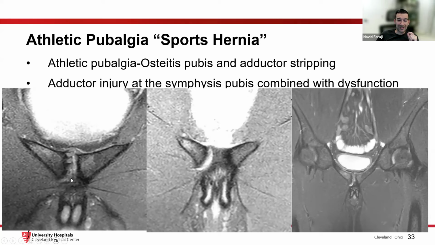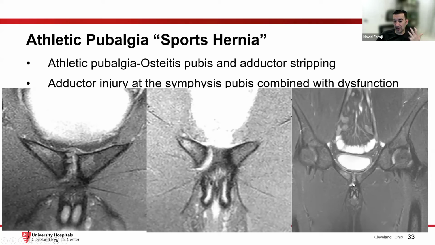We don't see any fluid signal intensity undermining these low signal intensity fibrous structures like we do here, for example. This is crescentic fluid signal intensity, which is suggestive of aponeurotic stripping of the common aponeurosis of the adductors and rectus abdominis from the pubic symphysis. And again, this would be athletic pubalgia. This would be osteitis pubis.